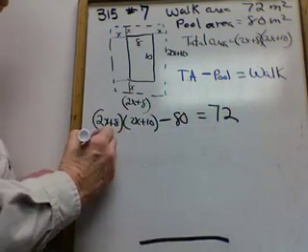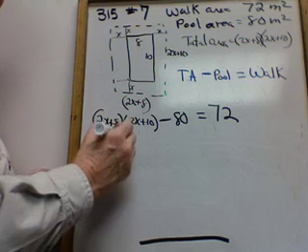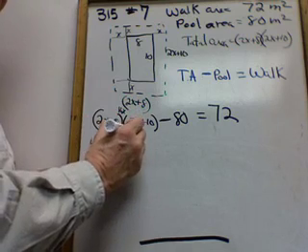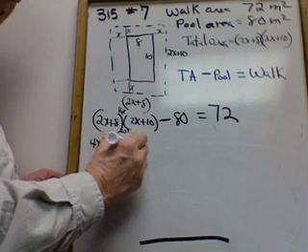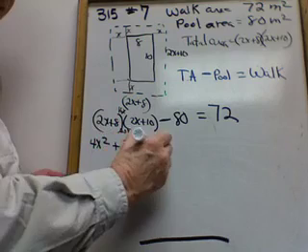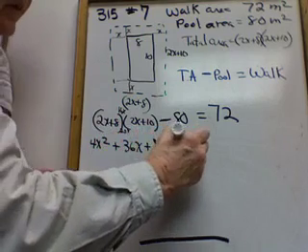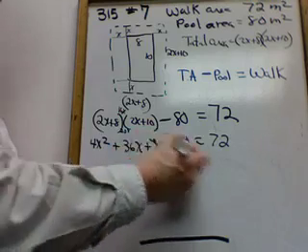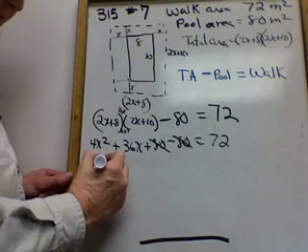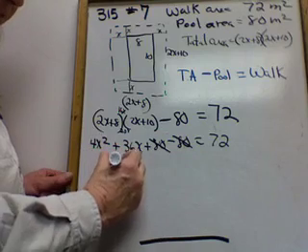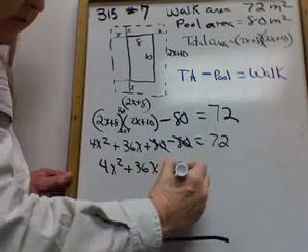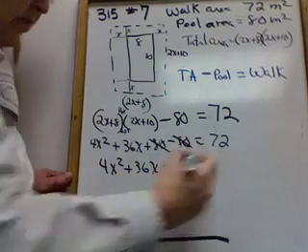Let's figure this out. 4x squared, 16x, 20x, 36x in the middle, plus 80 minus 80 equals 72. Whoa, that cancels out. So now I have 4x squared plus 36x minus 72 equals 0.